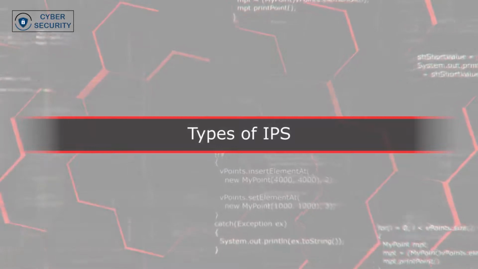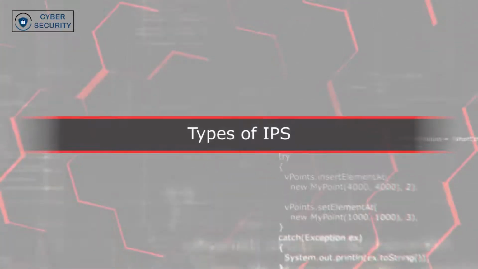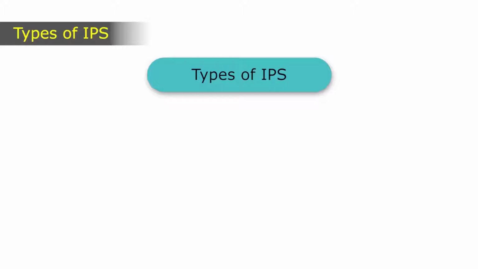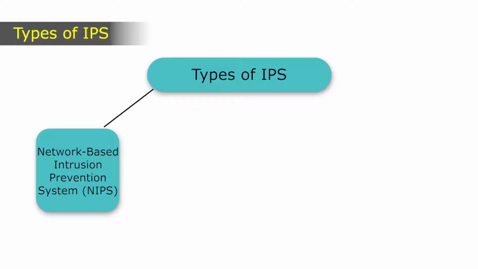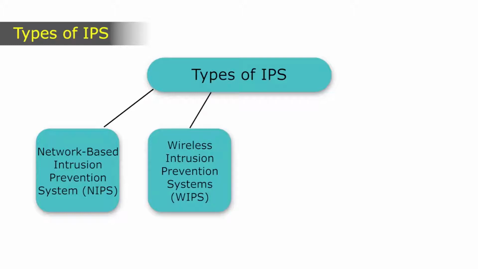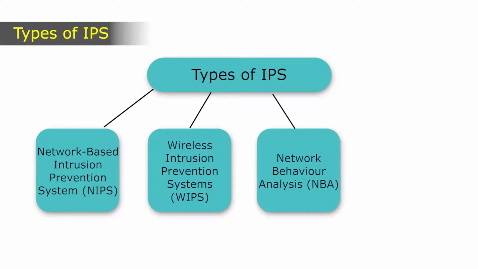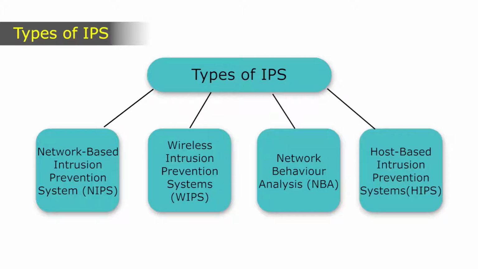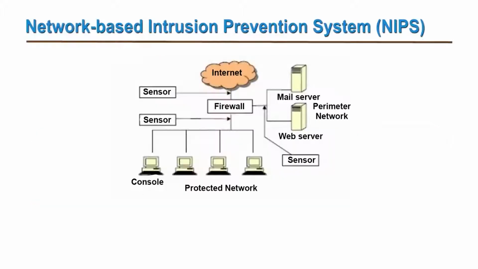Now we will see the different types of IPS. IPS is of 4 types. First, network-based intrusion prevention system like IDS. This is also known as NIPS. Second, wireless intrusion prevention system, that is WIPS. Third, network behavior analysis, NBA. Fourth, host-based intrusion prevention system, HIPS. We'll see the first type, that is NIPS.